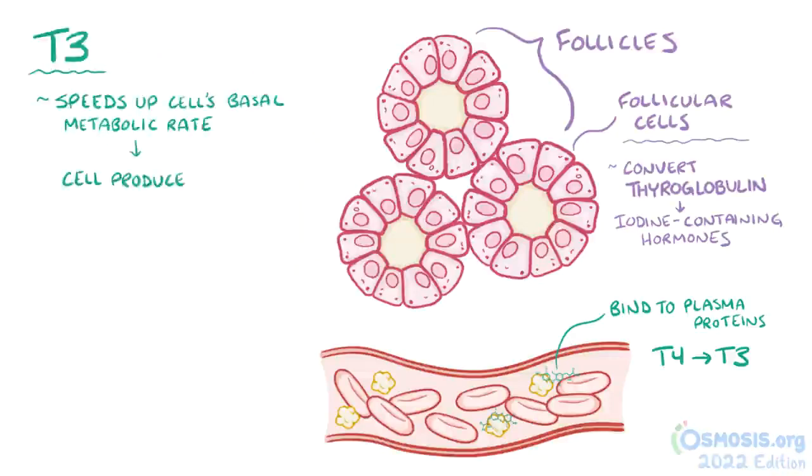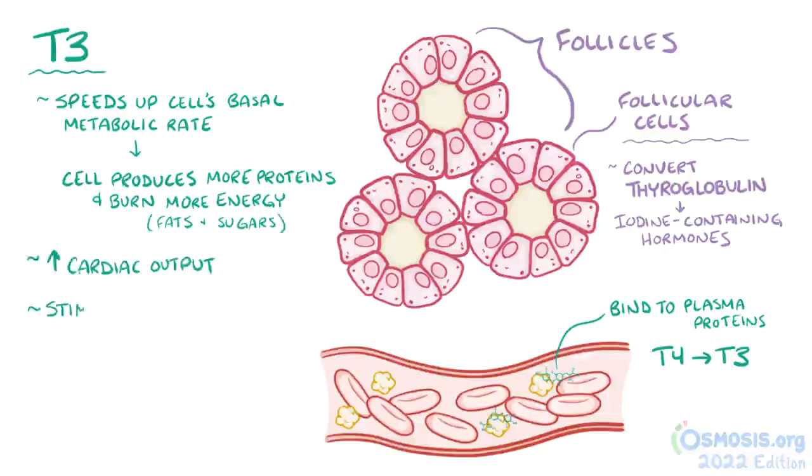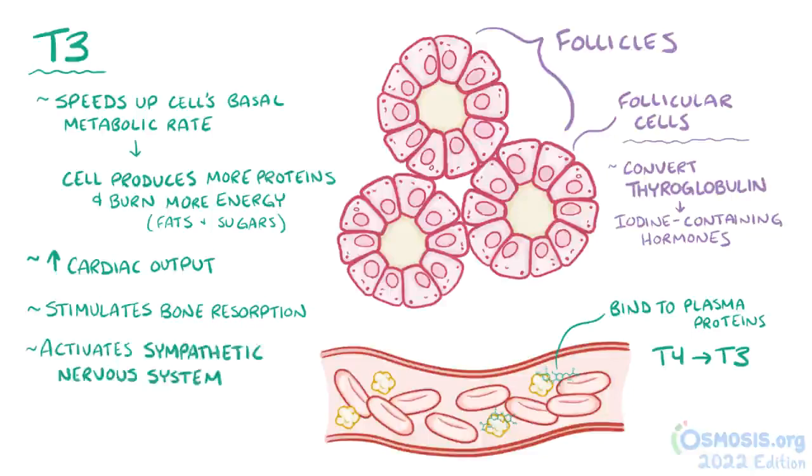So as an example, the cell might produce more proteins and burn up more energy in the form of sugars and fats. It's as if the cells are in a bit of a frenzy. T3 increases cardiac output, stimulates bone reabsorption, thinning out the bones, and then activates the sympathetic nervous system, the part of the nervous system responsible for our fight or flight response.